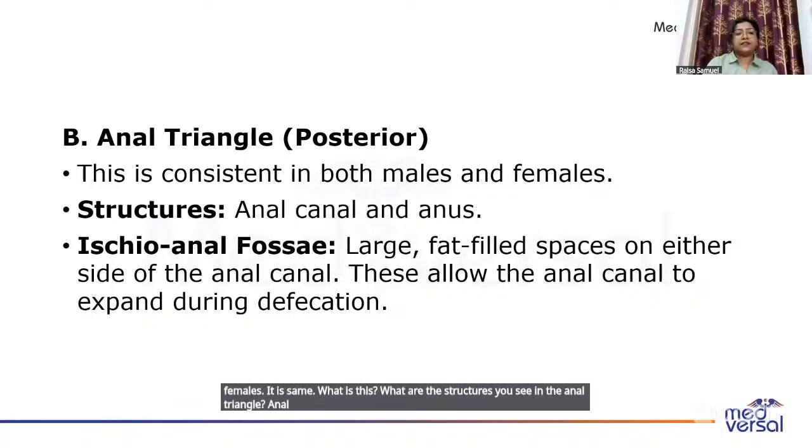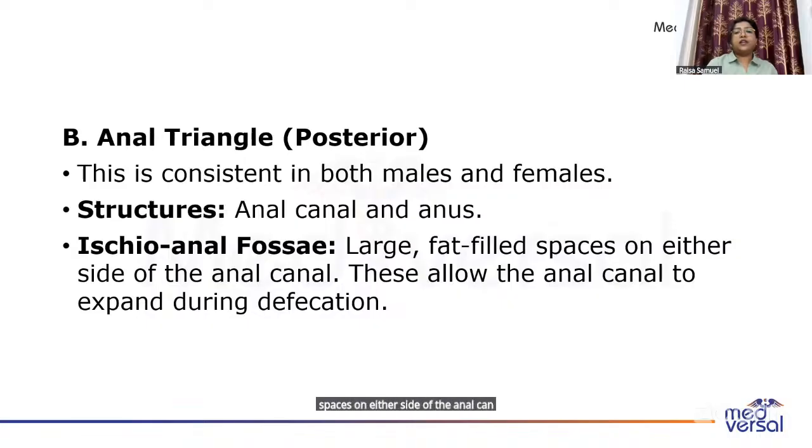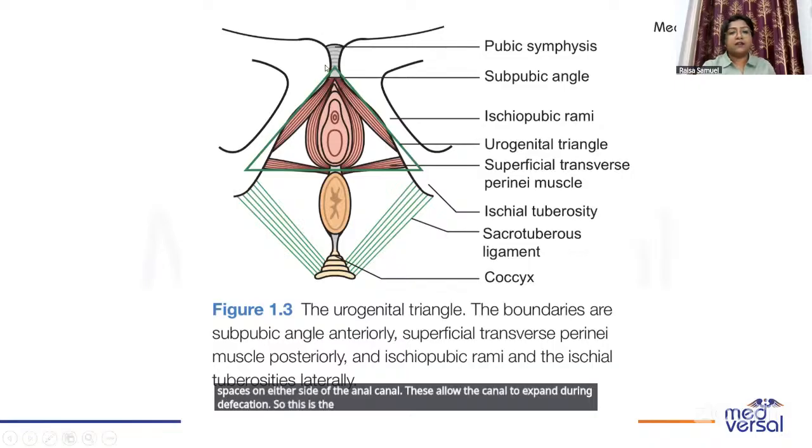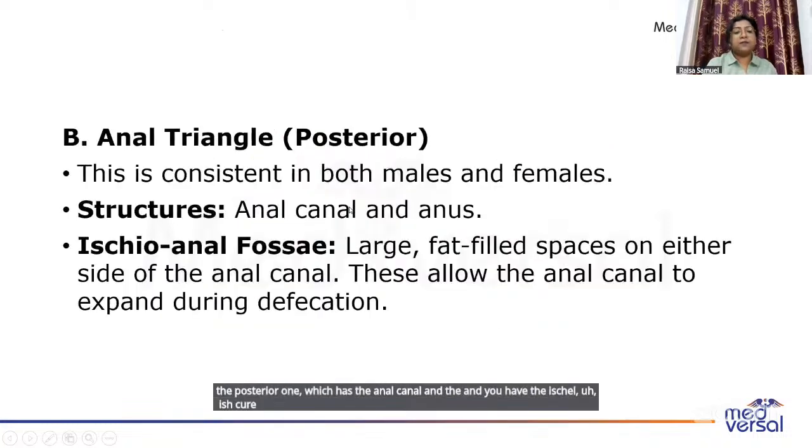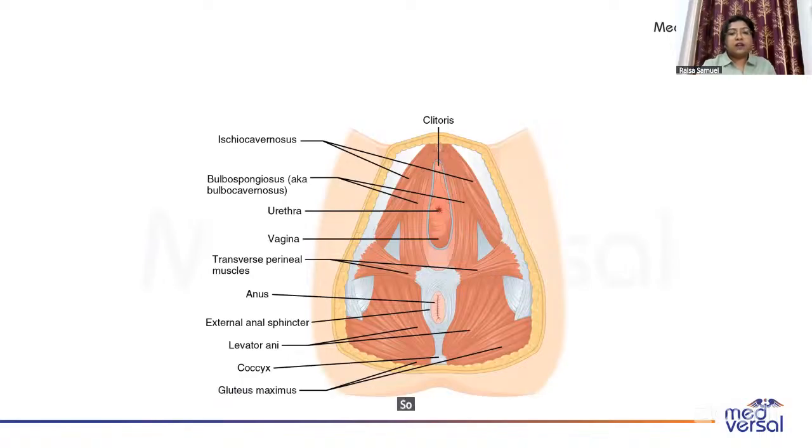What are the structures you see in the anal triangle? Anal canal and anus. And there is the ischioanal fossa, which is a large fat-filled space on either side of the anal canal. These allow the anal canal to expand during defecation. So this is the anal triangle, the posterior one, which has the anal canal and the anus, and you have the ischioanal fossa, or ischiorectal fossa. So here you can see the structures, the muscles. We'll go into detail about the perineum.